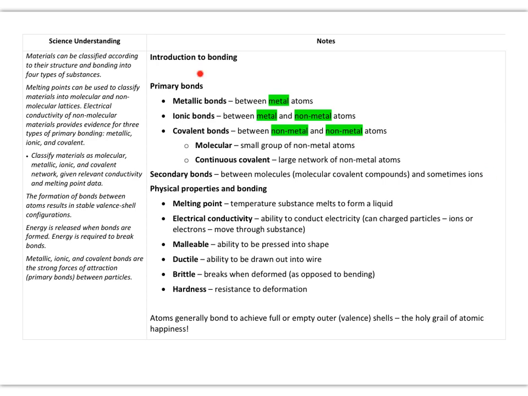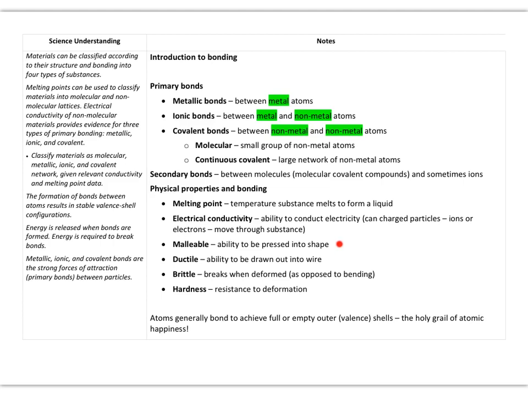We need to link these types of bonding to the properties, in particular the physical properties that we see in various materials. So some of those properties we're interested in are melting point, which is the temperature at which a substance melts to form a liquid; electrical conductivity, which is the ability to conduct electricity, which is basically can charged particles, which can be either ions or electrons, move through the substance, because electricity is a flow of charge, so we need to have charged particles able to move for something to conduct electricity.